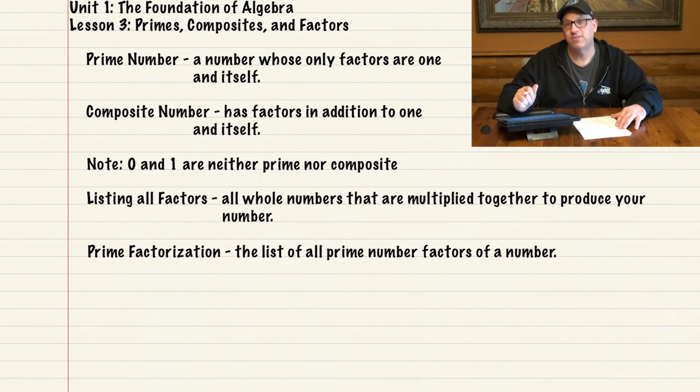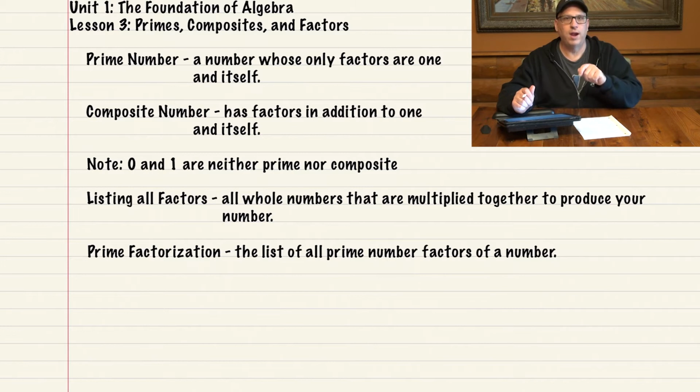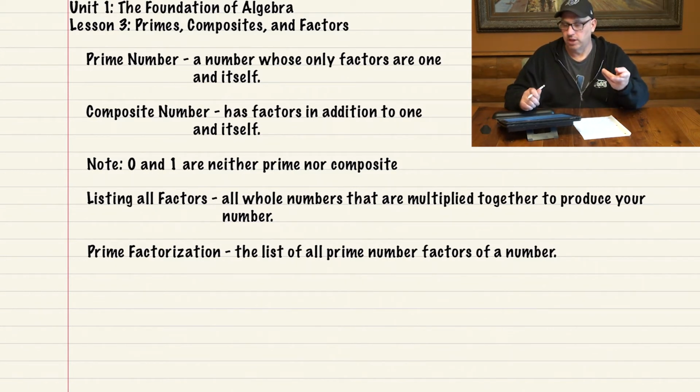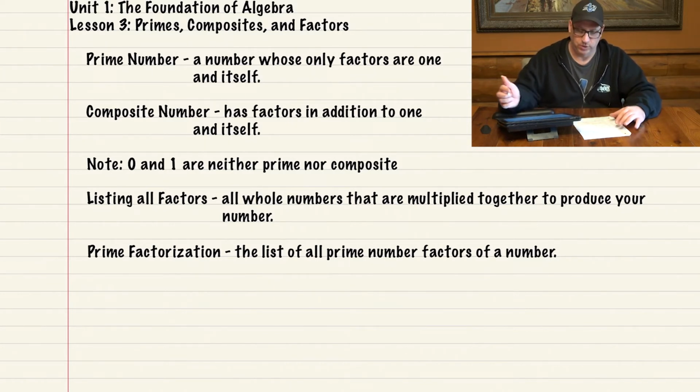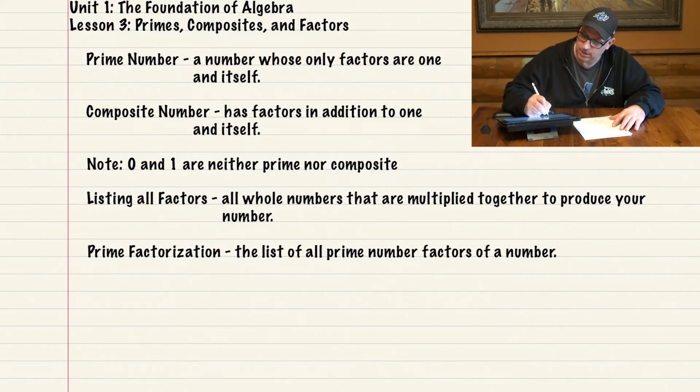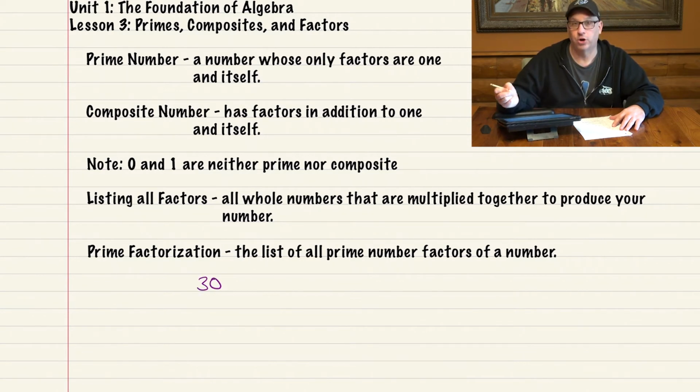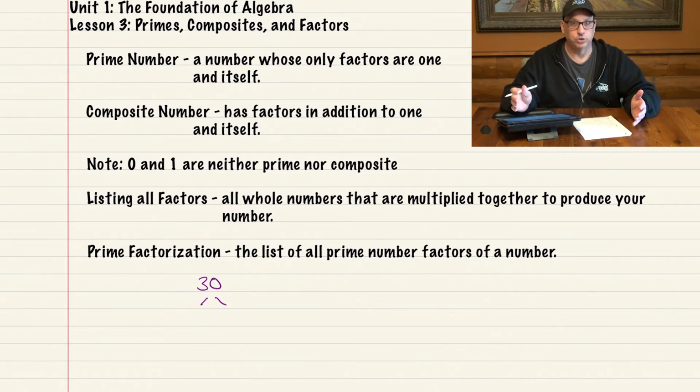Next, prime factorization. This is listing all the prime numbers that when multiplied together would give you the number that you're looking for. So the way that we're going to do that is we're going to use factor trees. I'm going to use the exact same example that I used before, 30. And what you're going to do is draw these little branches underneath there, and we're going to make our tree. Pick 2 numbers that multiply together to give you that 30.